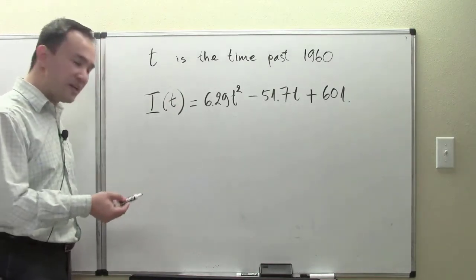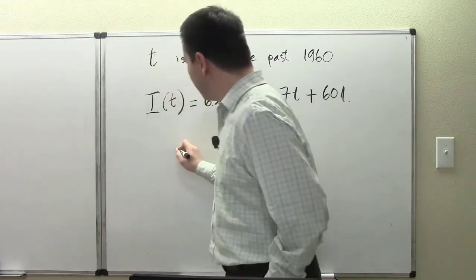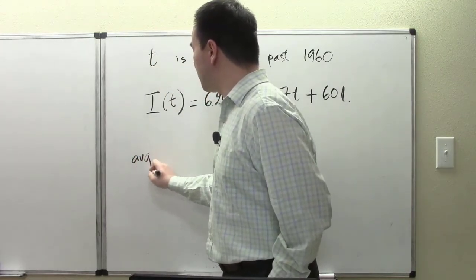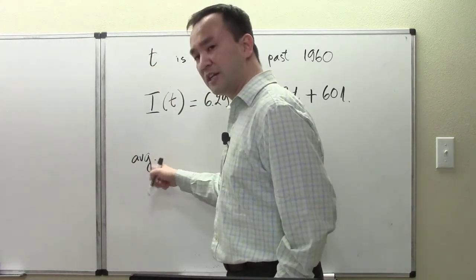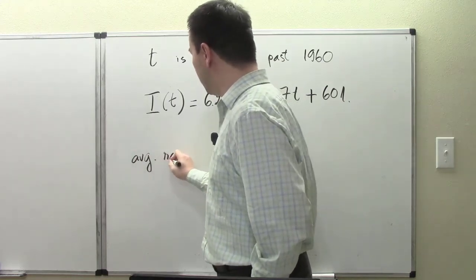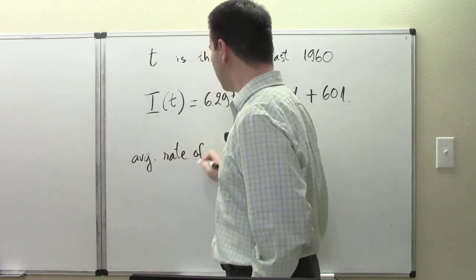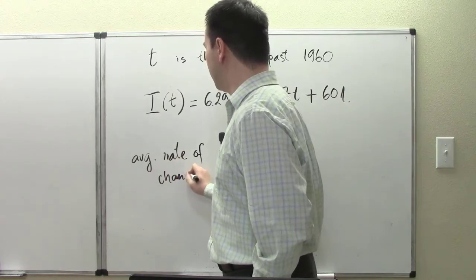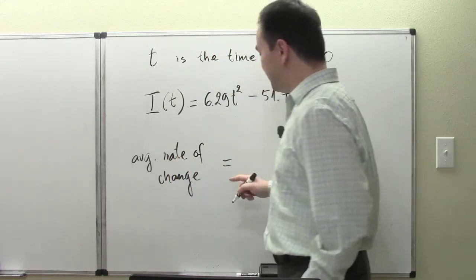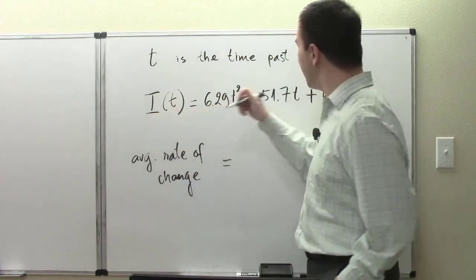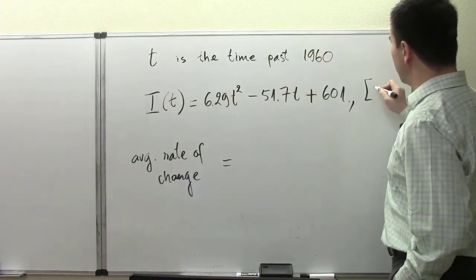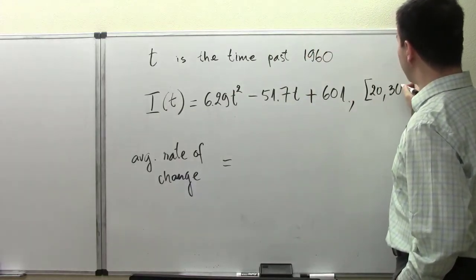So our goal is to find the average. AVG stands for average. So average rate of change is famously final value minus initial value. Our interval is anywhere from 20 to 30.